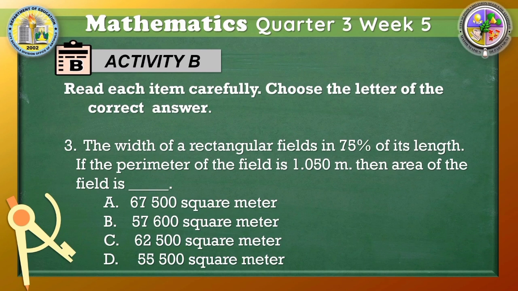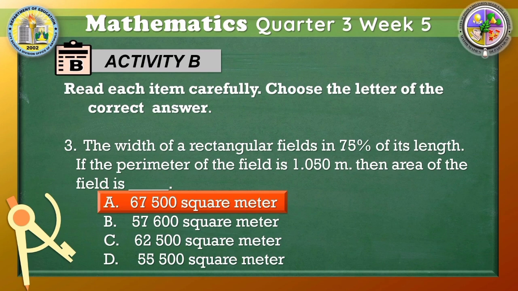The width of a rectangular field is 75% of its length. If the perimeter of the field is 1,050 meters, then the area of this field is A. 67,500 square meters, B. 57,600 square meters, or is it C. 62,500 square meters, or letter D. 55,500 square meters? What is your answer? If your answer is A, 67,500 square meters, you are correct.